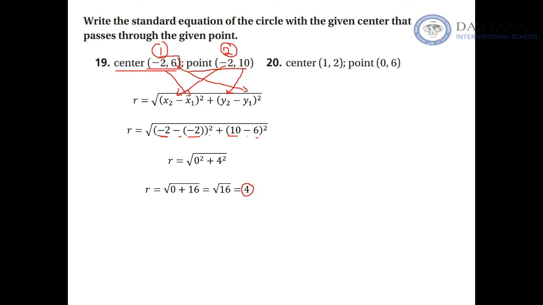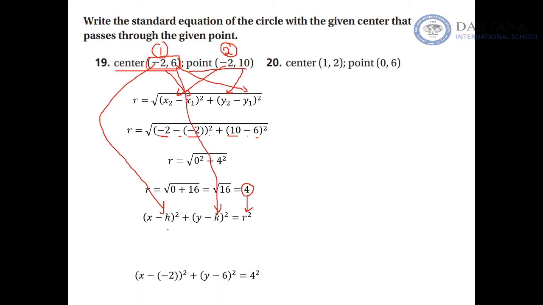I have the center, so I'm going to replace them in the equation. x minus h squared plus y minus k squared equals r squared. r is equal to 4, h is equal to negative 2, and k is equal to 6. So now x minus negative 2 squared plus y minus 6 squared equals 4 squared. These two minuses will become a plus, and this one will be calculated to 16. It will be x plus 2 squared plus y minus 6 squared equals 16.